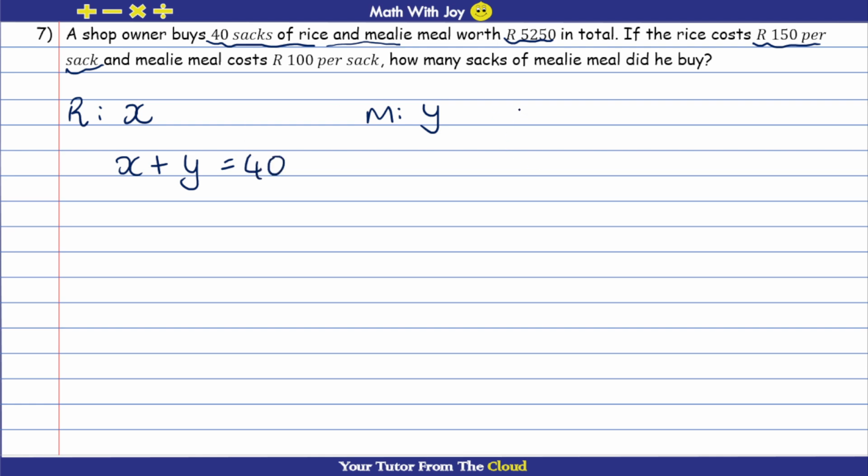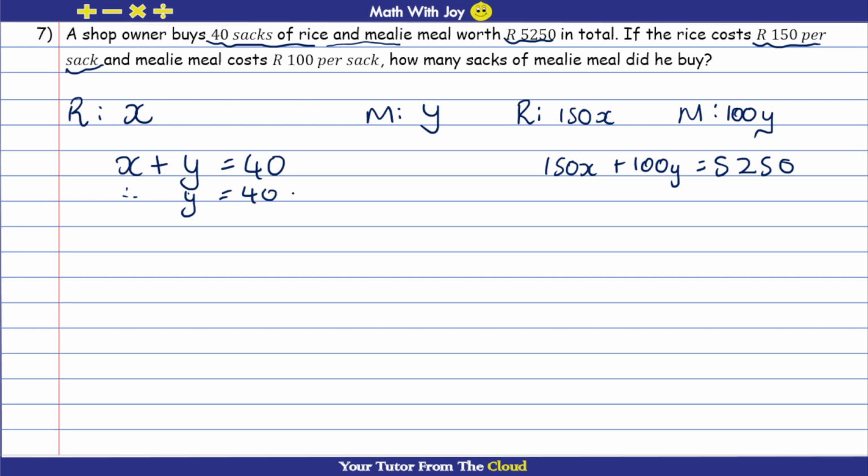Then we go again over here. We say, well, the rice is going to cost 150 for one sack. So if you bought X amount, then it's 150 times X. And then for the mealie meal, it's going to cost 100 Rand for a sack. So if you bought Y amount, that's 100 Rand times Y. So 150X plus 100Y should give us 5,250 in total. So that's the price. So now we solve. Therefore, we have Y equals 40 minus X. So that's equation 1. Equation 2.